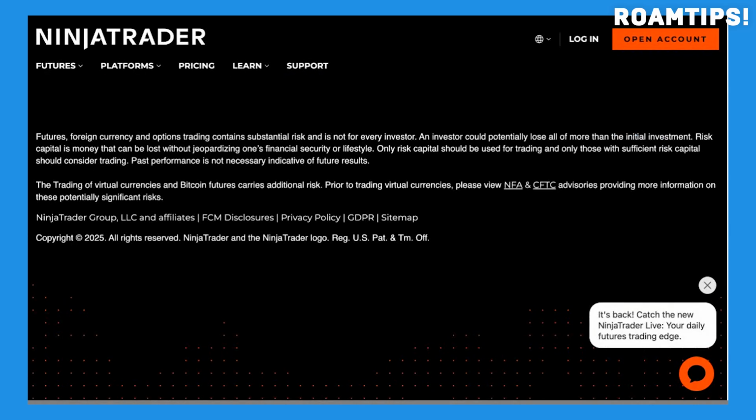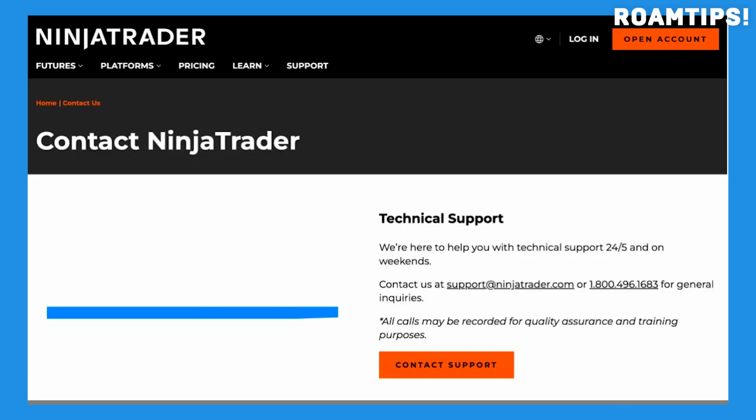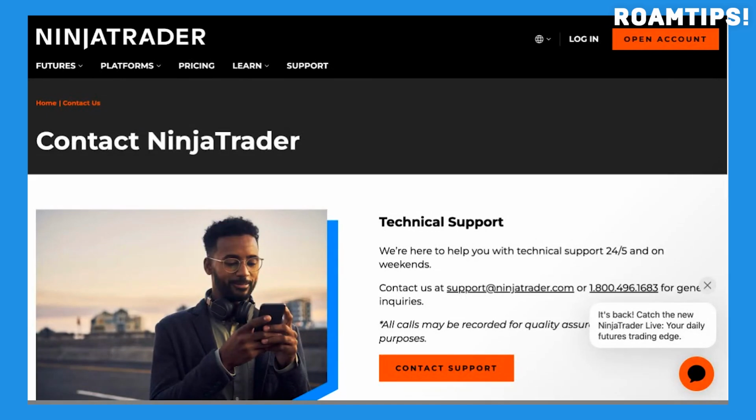NinjaTrader provides access to a variety of market data feeds, giving you the information you need to make informed trading decisions. They also offer a simulated trading environment, also known as paper trading, which is invaluable for practicing your strategies and honing your skills before risking real capital. This practice environment lets you experience the platform's functionalities and test different approaches without financial consequences.